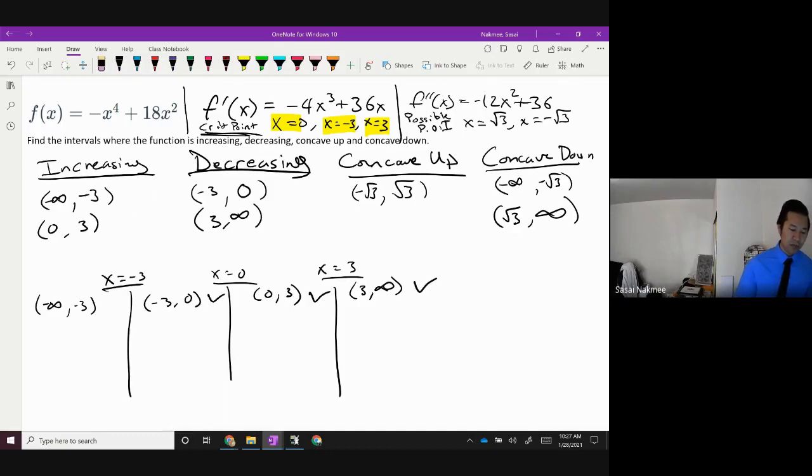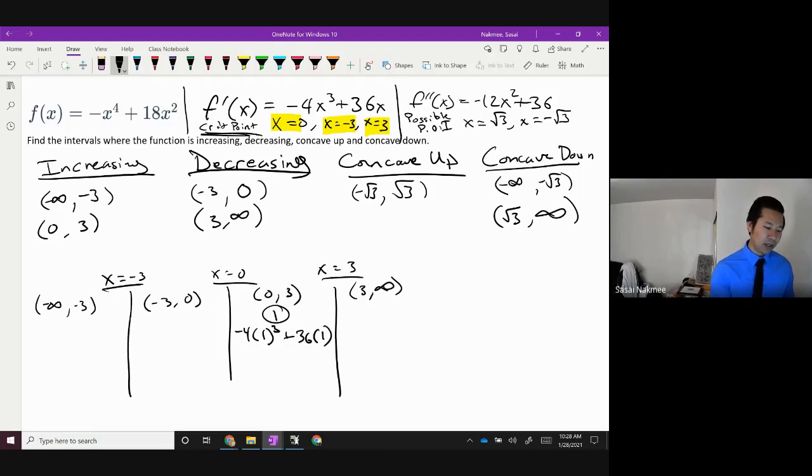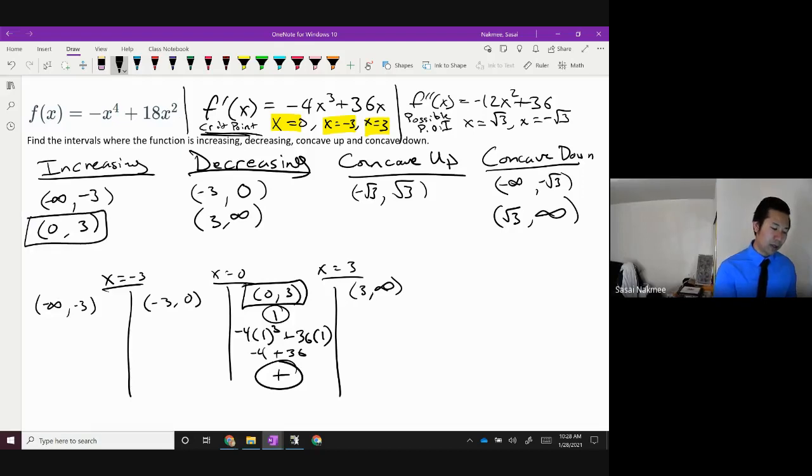Okay? Now, how do I find out if a function is increasing or decreasing? You pick numbers on those intervals, and you plug them into the derivative. So, for example, if I pick a number between 0 and 3, let's say 1, then I'd be testing it in the derivative, which is negative 4 times 1 to the third plus 36 times 1. This is going to give me -4 plus a positive 36, which is a positive number, which tells me that this interval right here is increasing. And that's what you're going to do for all of them, Max. That's how they figured out that all these guys are increasing.